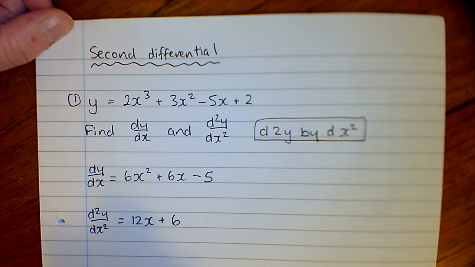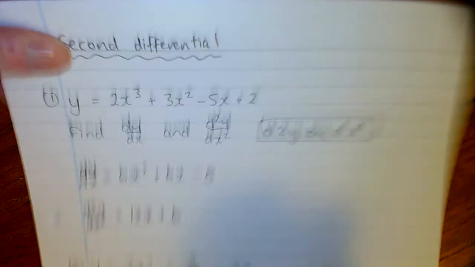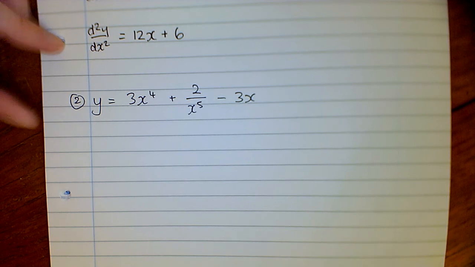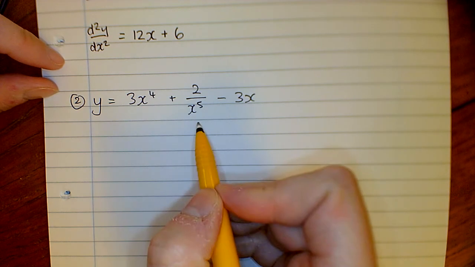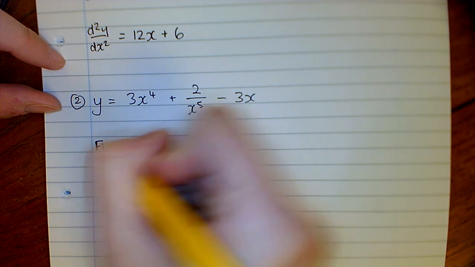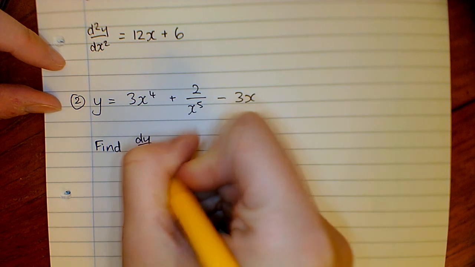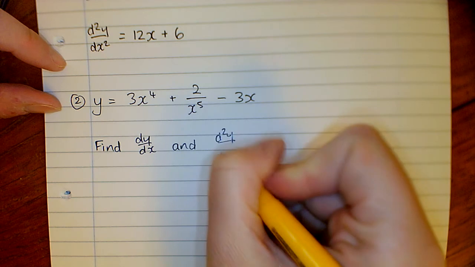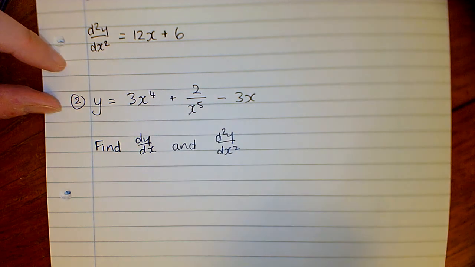Our second one then. Okay, so y equals 3x to the power of 4 plus 2 over x to the power of 5 minus 3x, and again we're asked to find dy by dx and d2y by dx squared.